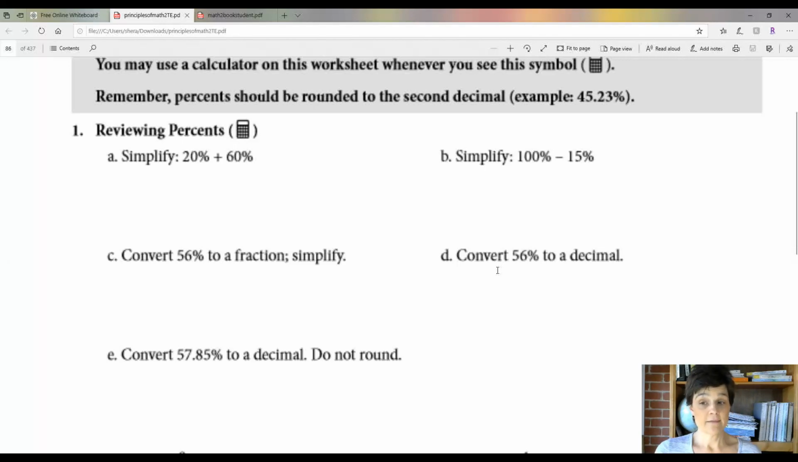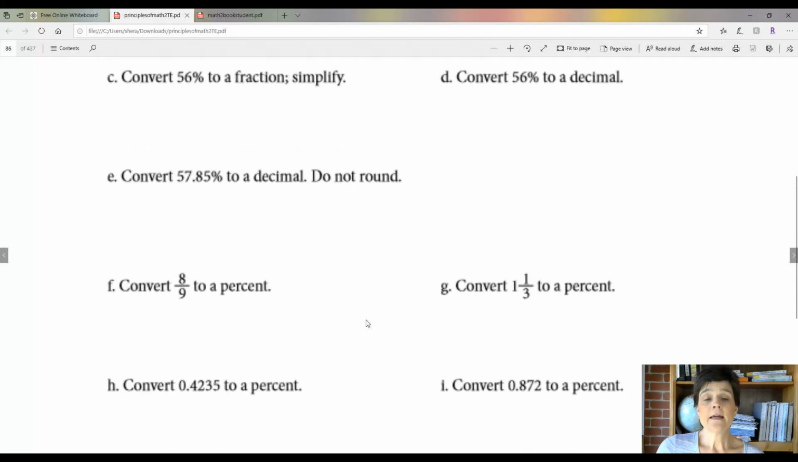Okay, this wants you to convert 56% to a decimal. Remember where the decimal is all the time when it doesn't show: it's just understood to be right there at the end of the number. When you're converting to a decimal, you move the decimal place twice to the left. So your answer here would be 0.56.